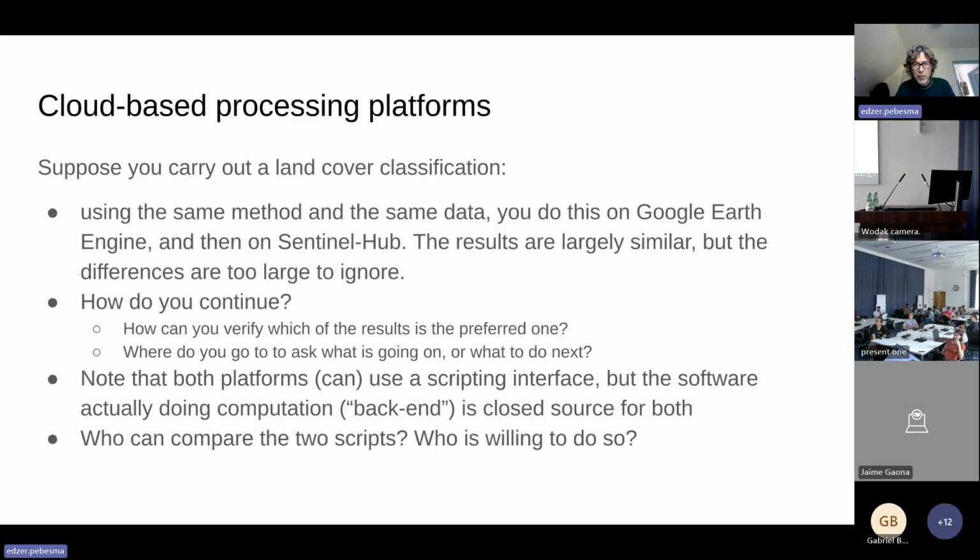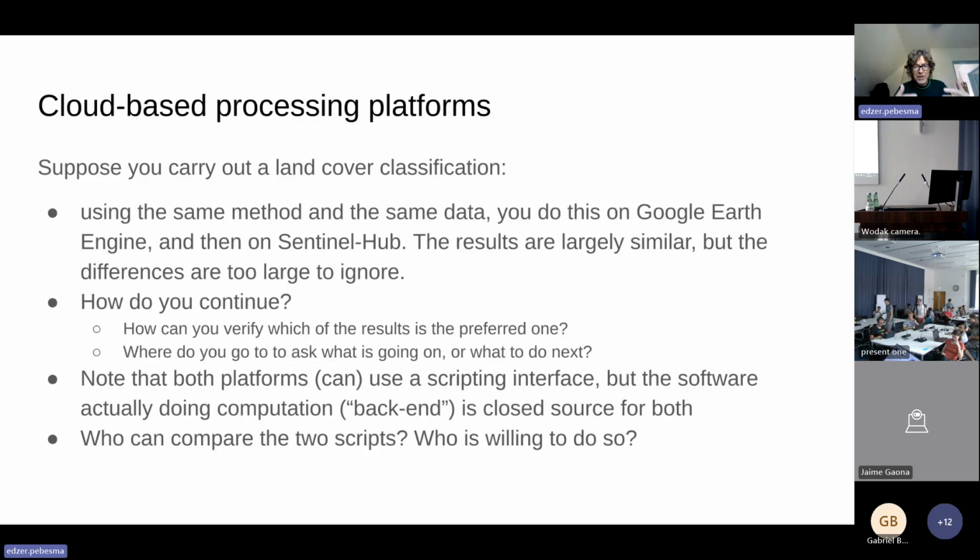And also, where do you go to ask what is going on, or what should you do next, with this problem, sort of who to consult. This issue is that both platforms can use scripting interfaces. So sometimes people think that makes them open source, but the software actually doing things is the backend processing systems. They are both closed source.